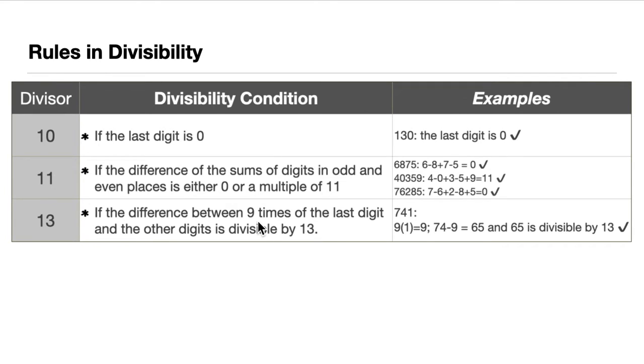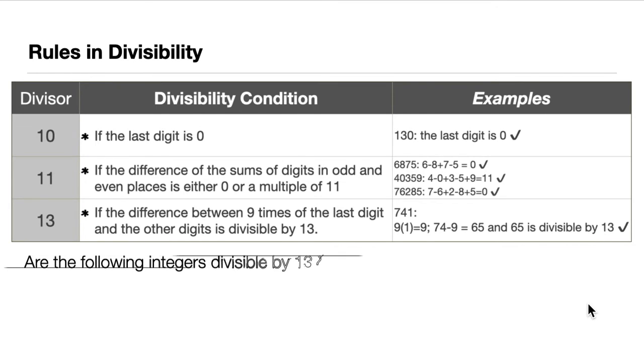So 9 is the multiple. For example, 741. Our last digit, our ones digit or our units digit, is 1. 1 times 9 is 9. Deduct 9 from 74, that will give us 65. And yes, 65 is divisible by 13 because that's 13 times 5, 65.